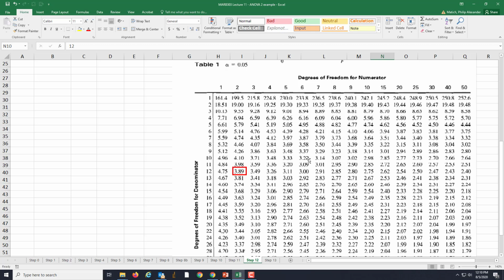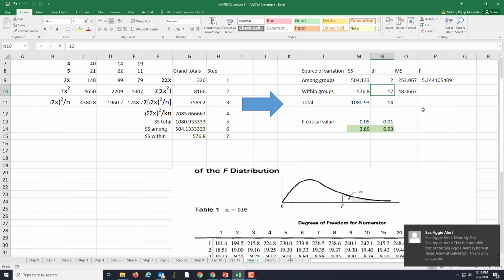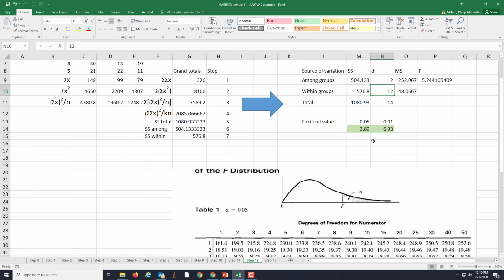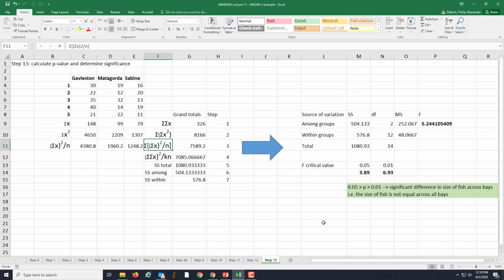It's 3.89. We then compare our respective f value to this, and what we notice is that our f value exceeds that critical value. And so we can then discern from this that there is a significant difference across our respective bays, in that because our f value exceeded this critical value, we then can say that there's some type of difference in the size of red drum across different estuaries in Texas.